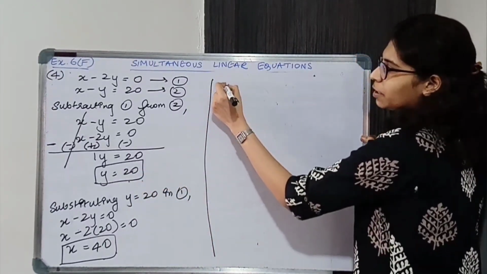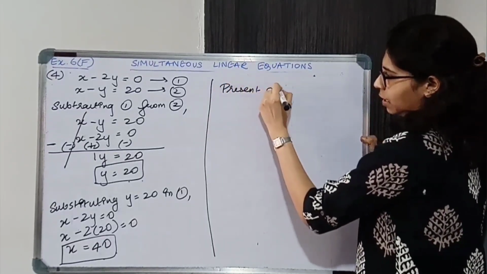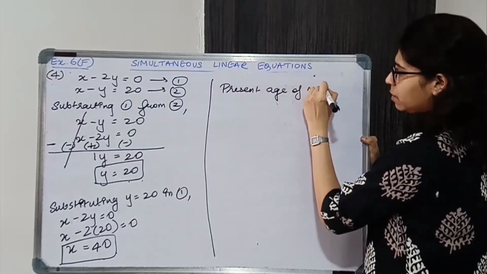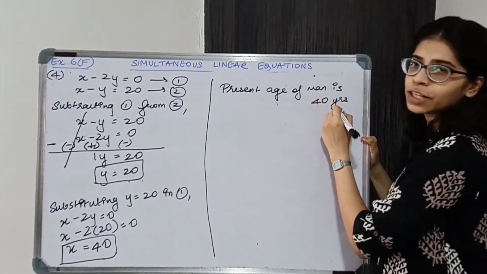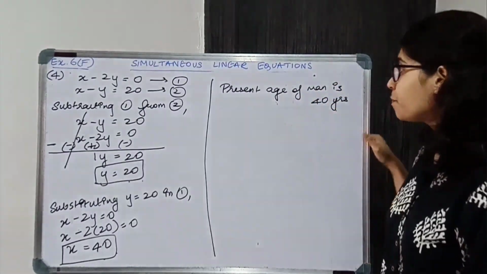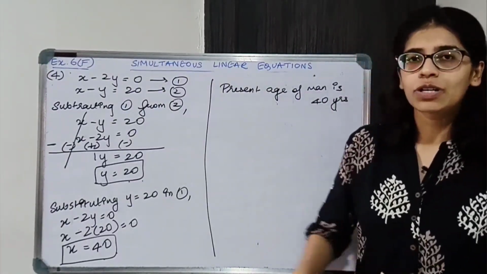Now write down the final statement. Present age of man is 40 years. Don't forget to put the unit years. So don't forget to write down the final statement. All right, and box the answer.